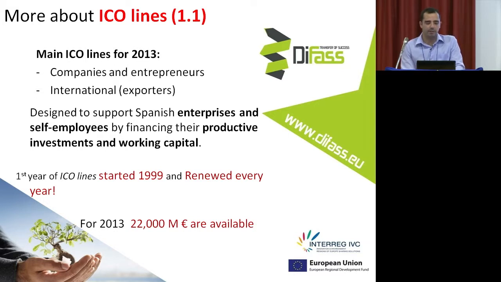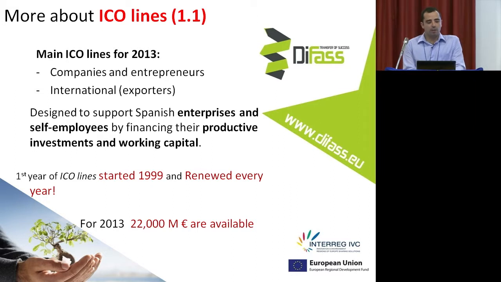by financing their productive investment and working capital. The first year of ICO lines, as we know them now, was 1999. But they are renewed every year. The conditions, since the framework of these ICO lines is very similar, but they change every year.